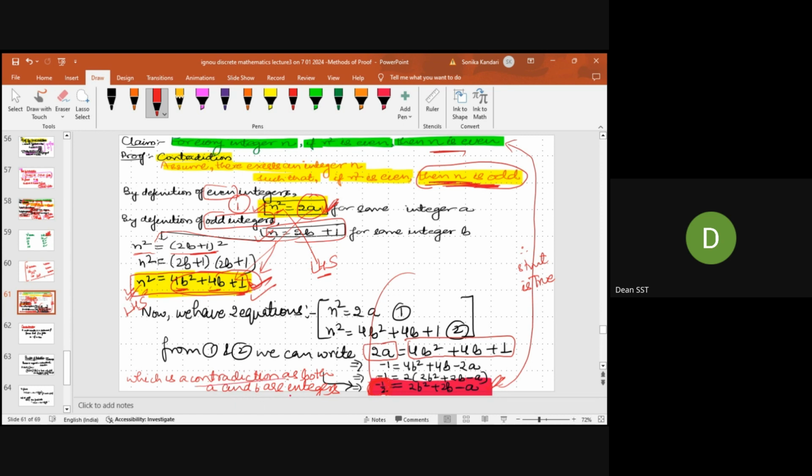Which is a contradiction. It means our earlier statement was true, and this case is false. This is false. Fine. This is true. So by using contradiction, we have proved.